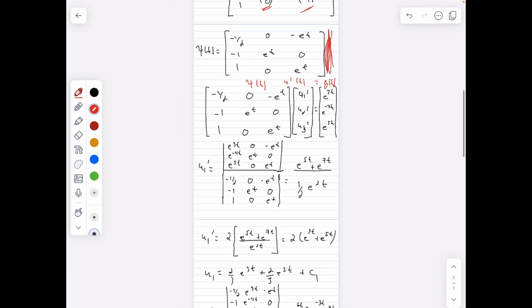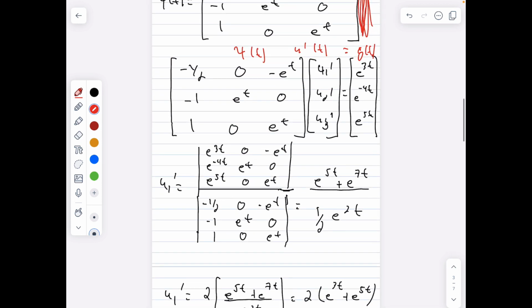Now, how you choose to do this is up to you. I'm using Cramer's rule. And if you recall, Cramer's rule talked about finding determinants and dividing them. So the way this works is that you take the determinant of phi of t, and that comes out to be 1/2 e to the 2t down here. And on the top, you're going to have some determinants. These determinants are all different for u1 prime, u2 prime, and u3 prime.